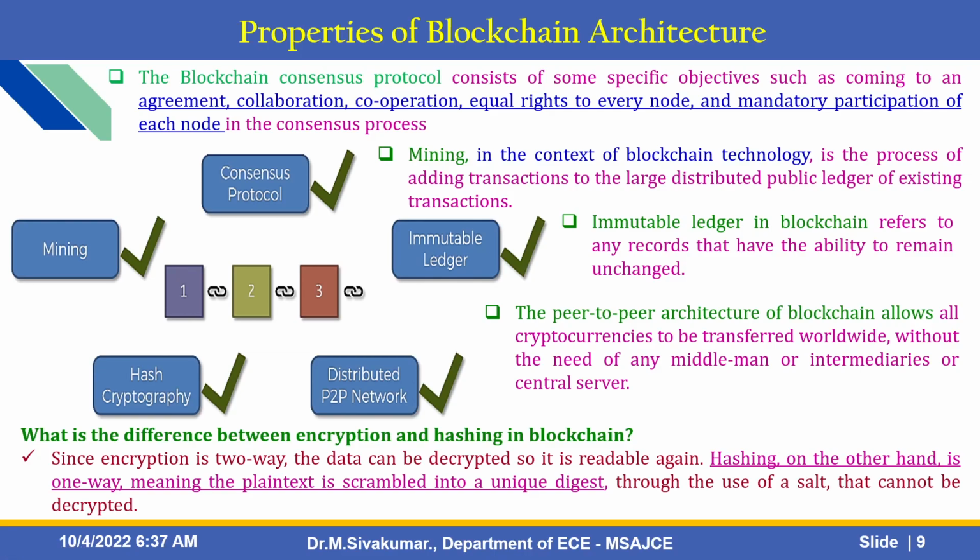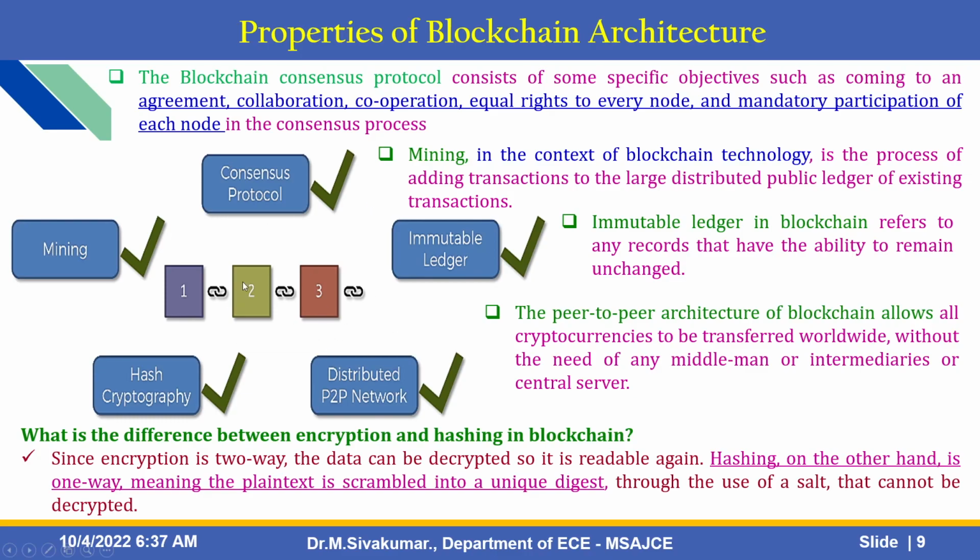The hash function is the important one. Then how does it differ from encryption in blockchain technology? Encryption is two-way, so the data can be decrypted and is readable again. Blockchain hashing, on the other hand, is one-way, meaning the plain text is scrambled into a unique digest through the use of salt that cannot be decrypted. This is the difference between encryption and hashing in blockchain.